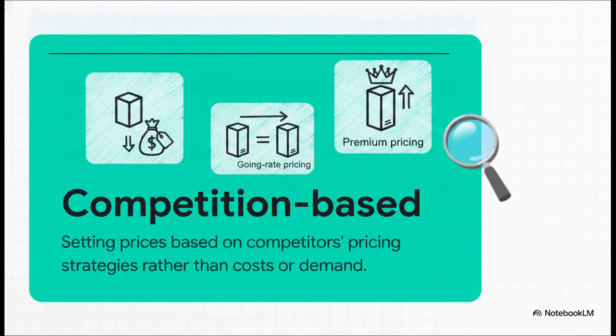What's truly fascinating here is how entirely reactive these methods are to the market environment. Premium pricing sets the price noticeably higher than rivals, and it does this specifically to signal superior quality or exclusivity. Going rate pricing simply aligns with the prevailing market price. You just charge what everyone else is charging, no fuss. And discount pricing deliberately undercuts competitors to lure in highly price-sensitive customers.